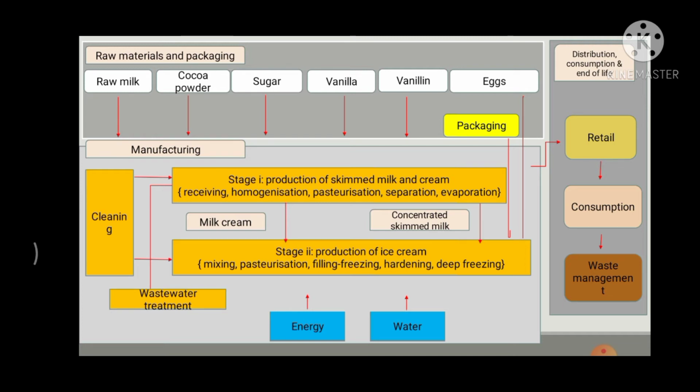Next, the second layout consists of 3 segments, which are the segment for the production of ice cream, for cleaning, and also for the wastewater treatment. In this layout, it also needs water and energy. Lastly, the third layout consists of 3 segments, which are retail, consumption, and waste management.